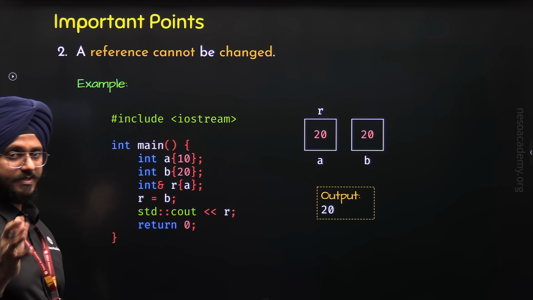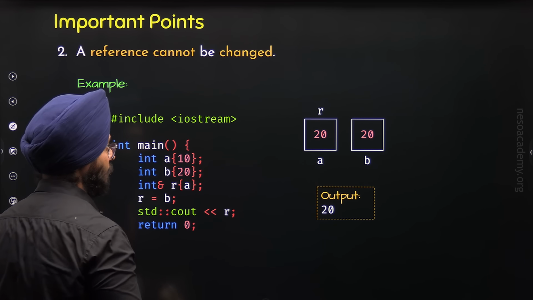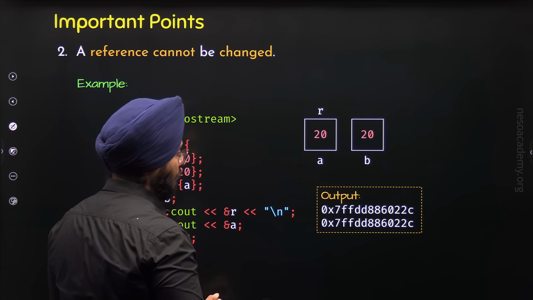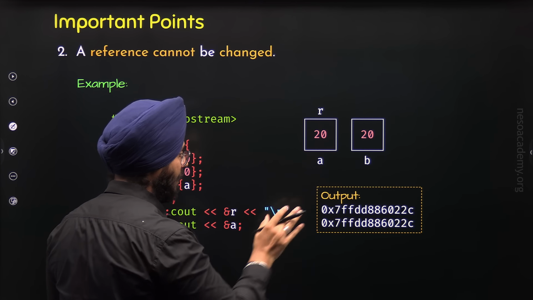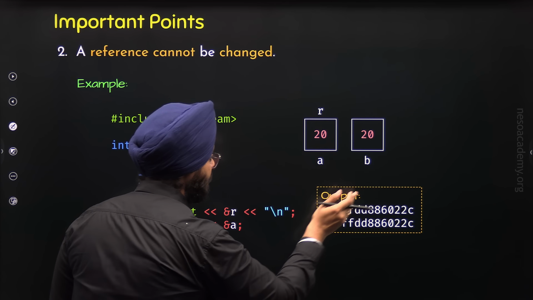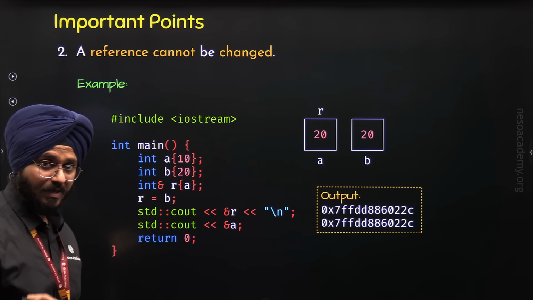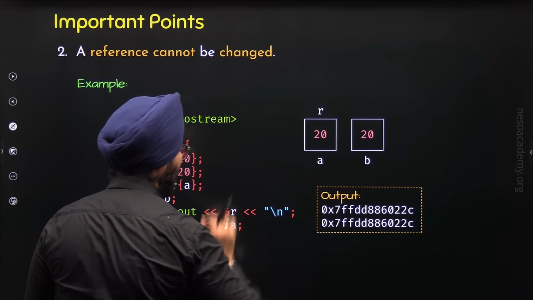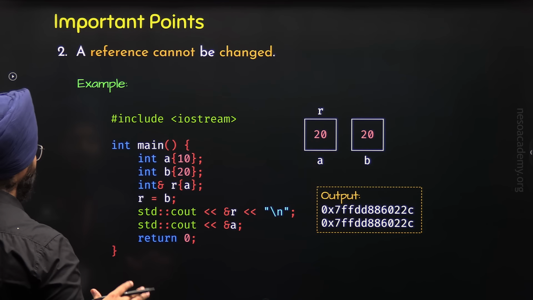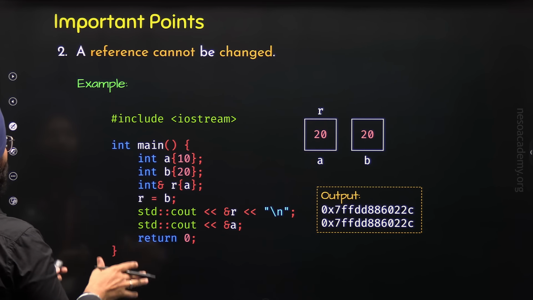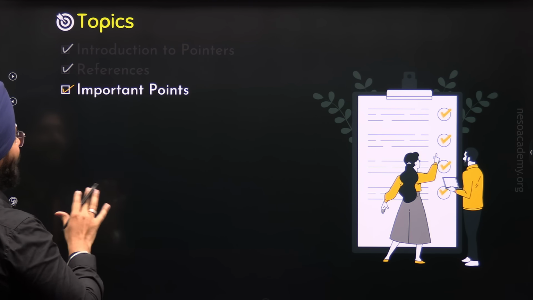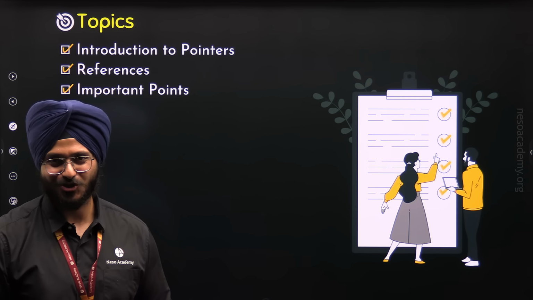We can verify this as well by displaying the addresses of r and a like this. Here we will get the output like this. In my case, I am getting these addresses, and one thing to note here is that these addresses are same. This means R is the reference of A, not reference of B. So with this, we have understood all the important points associated with references. This means we are done with the third topic also, and we are done with this lecture.